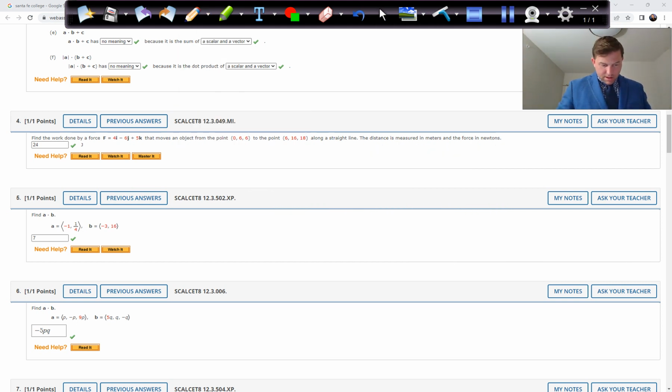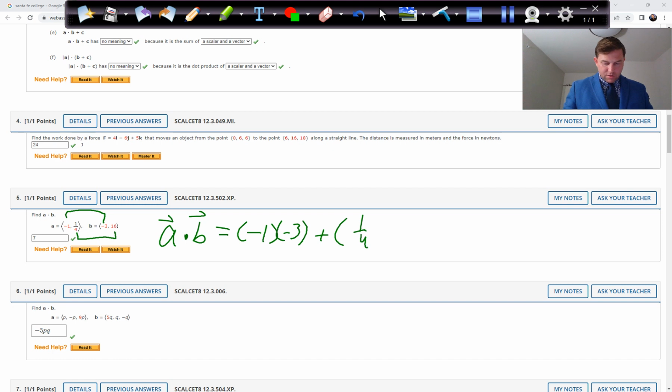Problem 5 says find A dot B. I mean, this is like a problem we could have done right away. This is very simple. You're just going to take A dot B is equal to minus 1 times minus 3 plus a quarter times 16. So you get positive 3 plus 4, and it's going to be 7. So that one I would consider to be very simple.